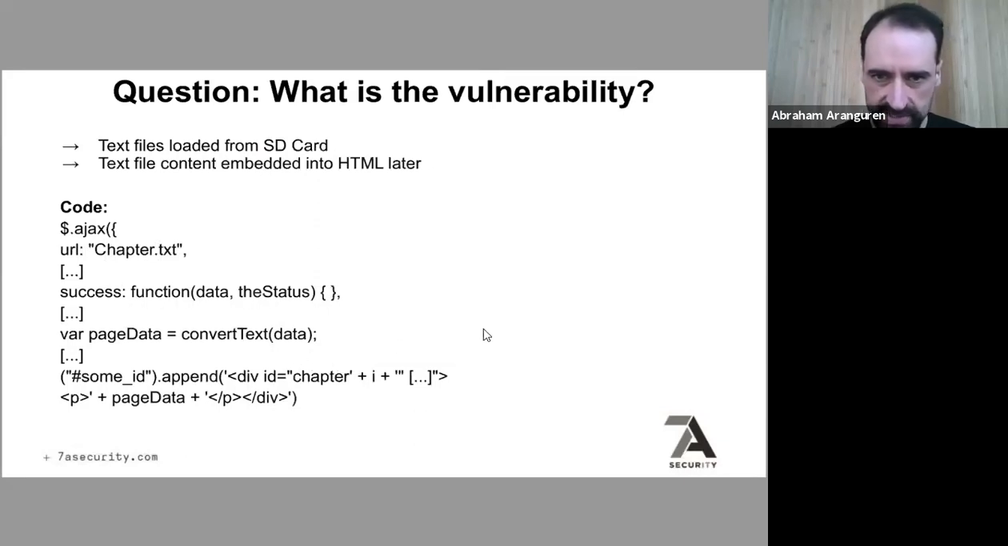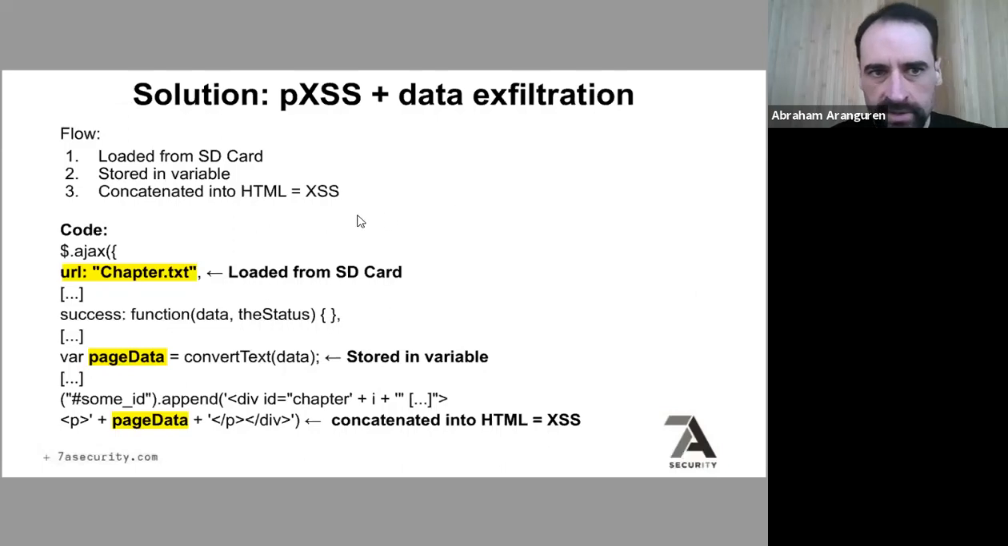but yeah, it's XSS. So this is a good answer. We have an XSS issue here, right? What happens is first the text file is being loaded from the SD card, and then it is stored in a variable after this conversion here, and then it's concatenated inside of the HTML. If this is attacker controlled, then this will be XSS. The reason is that any other application on the phone can read or write to this text file. So you can modify this text file, inject some HTML inside, and when this is loaded, it is going to result in XSS, right?